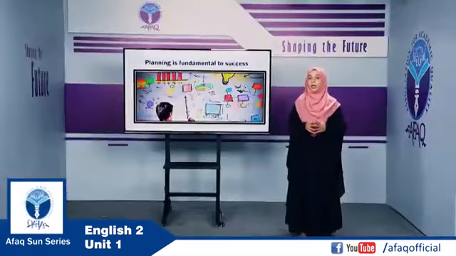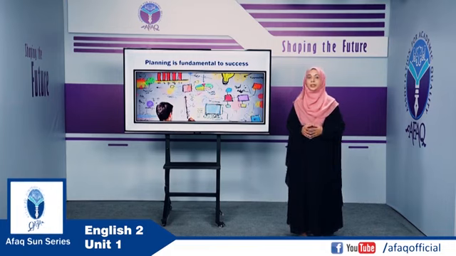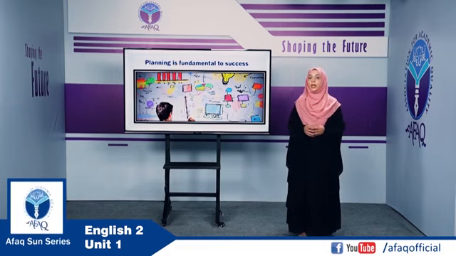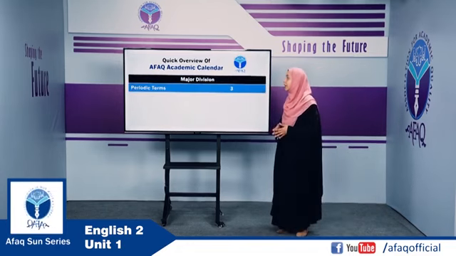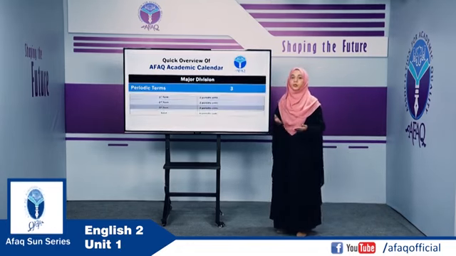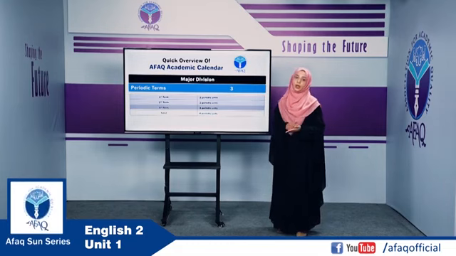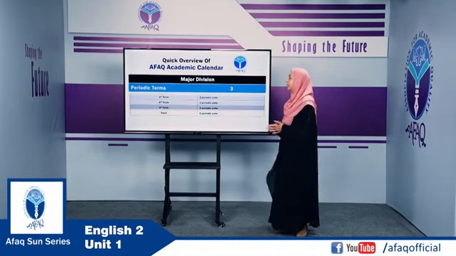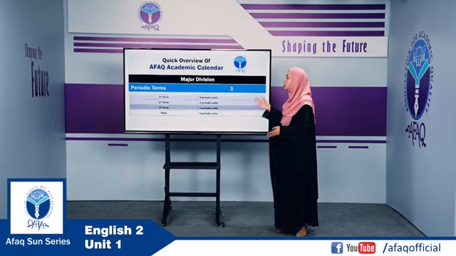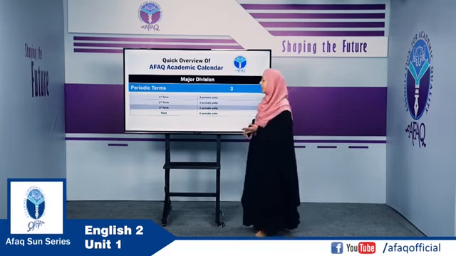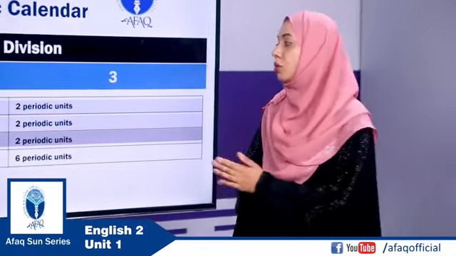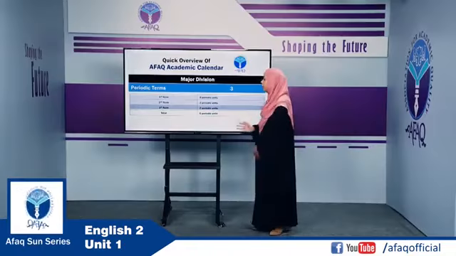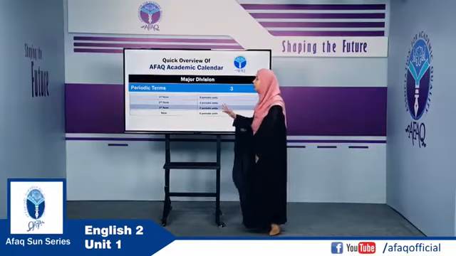We know that planning is fundamental for successful learning and teaching. That's why AFAQ has developed academic calendars. These academic calendars provide you support for each subject of each class. These academic calendars have been divided into 3 terms: first term, second term, and third term. Each term is then divided into 2 periodic units. Therefore, there are 6 periodic units in total.